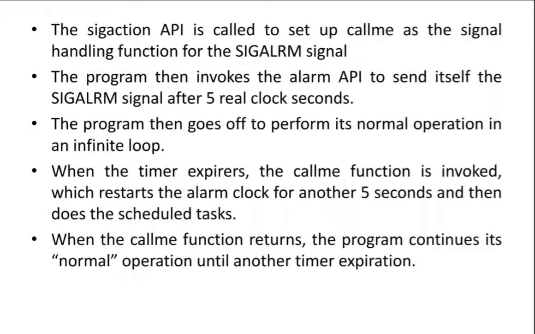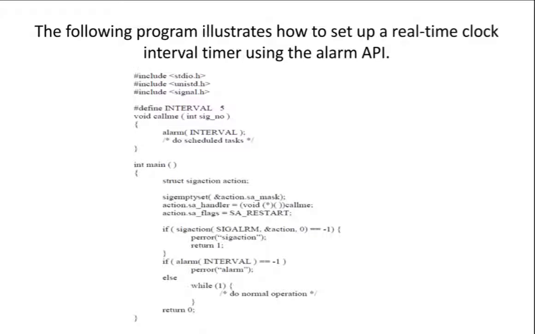You can see in the program, the sigaction API is called to set up callme as the signal handling function for the SIGALRM signal. Because when the SIGALRM signal arrives, I have to take some action. How can I do that? Using the sigaction API. The sigaction API is called to set up callme as the signal handling function for the SIGALRM signal. You can see there.